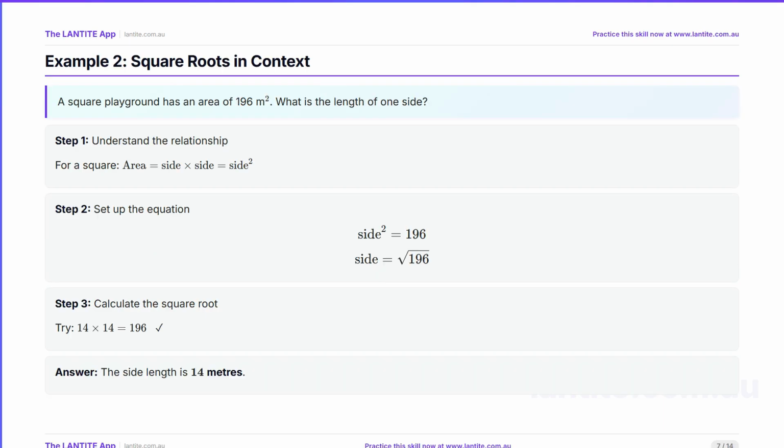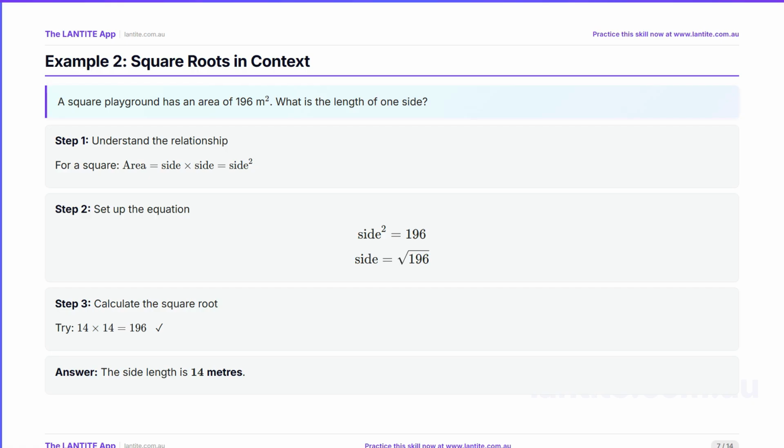Here's a LANTITE-style problem. A square playground has an area of 196 square meters. What is the length of one side? For a square, the area equals side times side, or side squared. So we need to find what number squared gives 196. That means we need the square root of 196. If you know your square numbers, you'll recognize that 14 times 14 is 196.